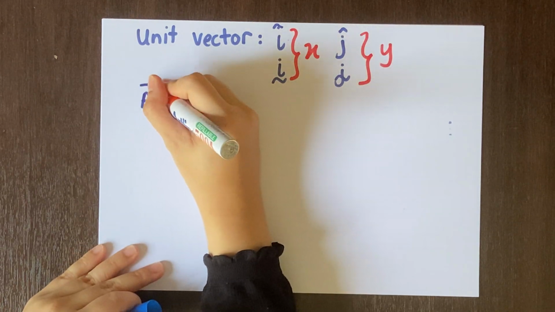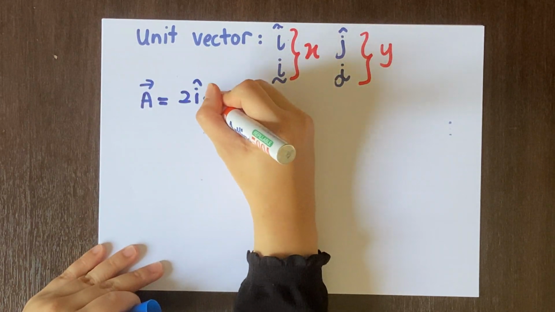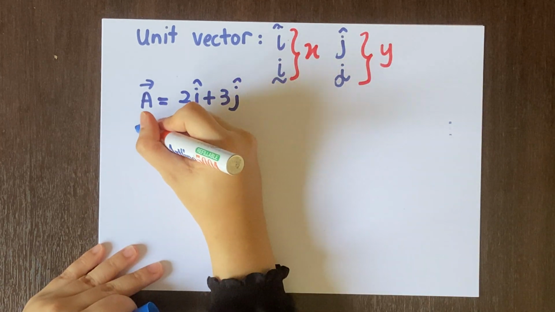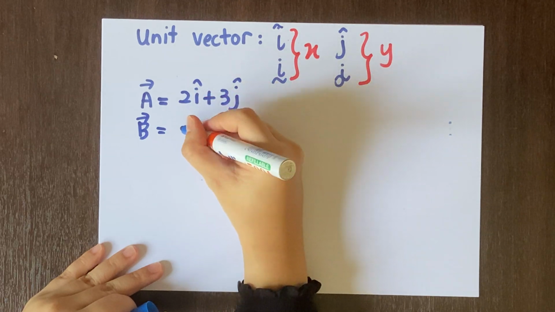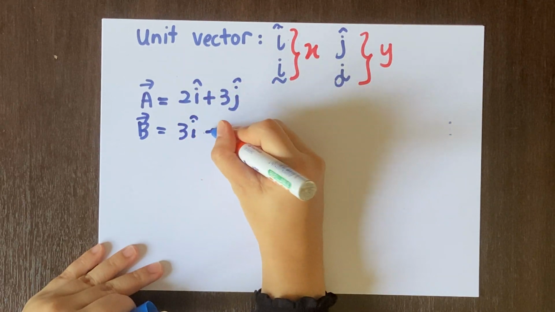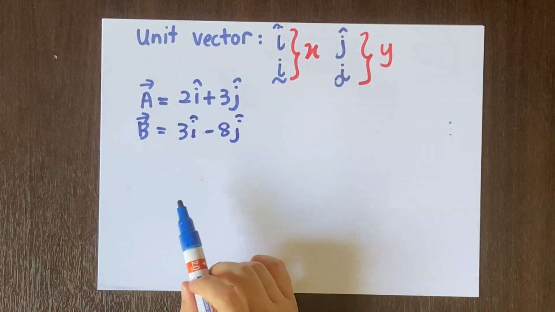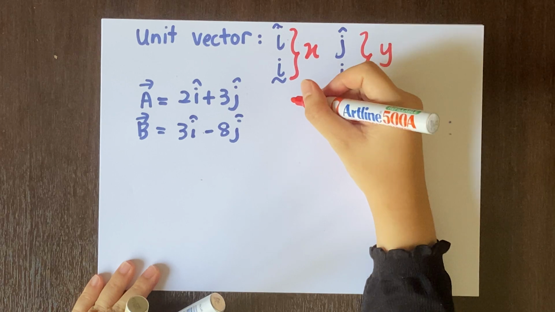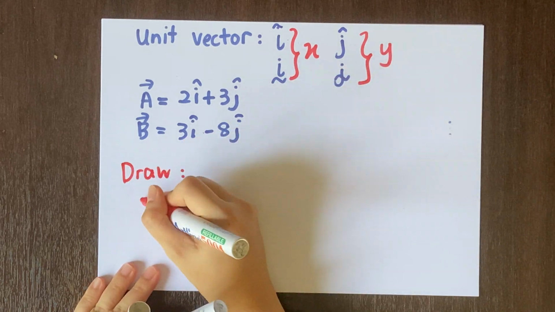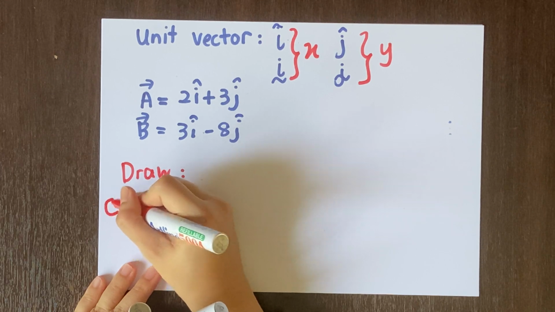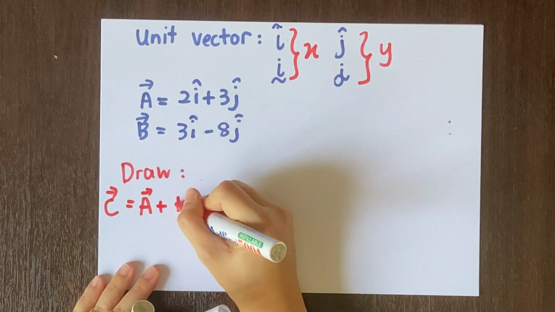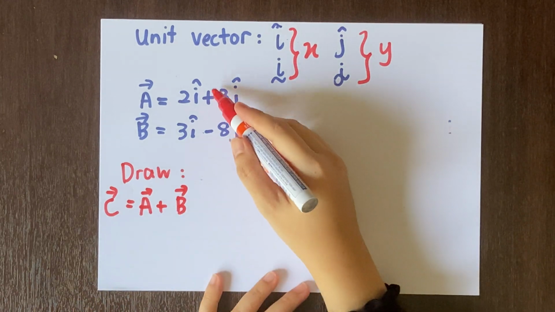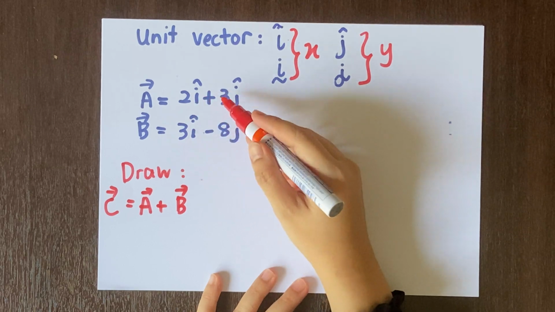For example, vector A is equal to 2i plus 3j. For example, vector B is equal to 3i minus 8j. Okay, this is the vector given by the questions. So first, maybe they will ask you, draw the vector. Please draw C is equal to A plus B. So first of all, you have to draw the original diagram first.